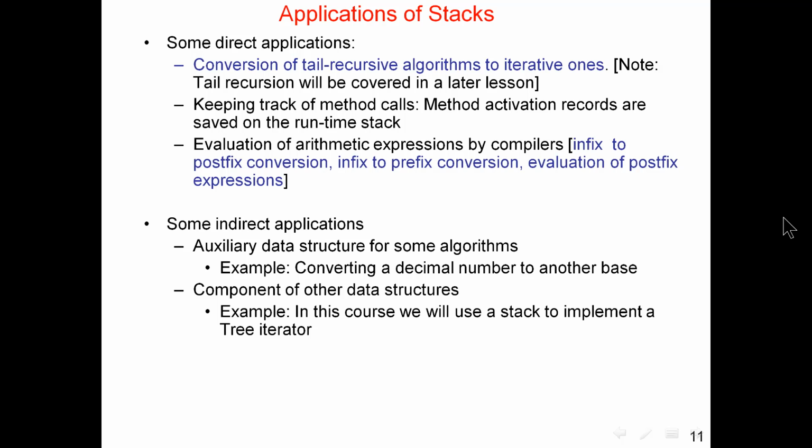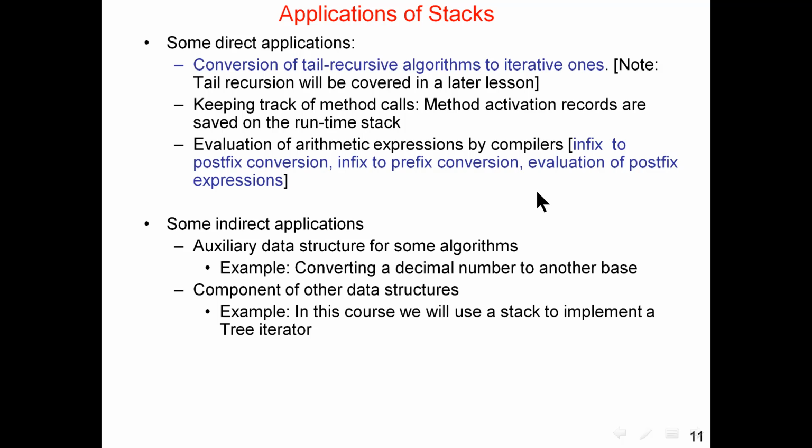Some direct applications are there, like conversion of tail recursive algorithms to iterative ones. This is a recursive algorithm that can be implemented using an iterative technique, keeping track of method calls, because which method is called when and is running is maintained using a stack data structure. Evaluation of arithmetic expressions is very common, and I'm going to talk about this one in this discussion: infix to postfix conversion, infix to prefix, and evaluation of postfix.